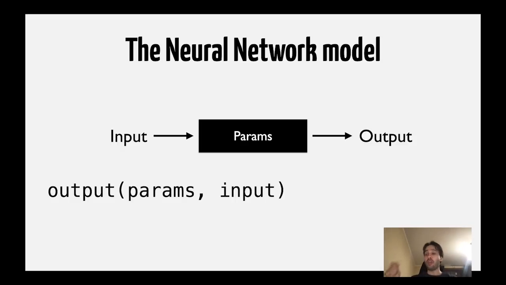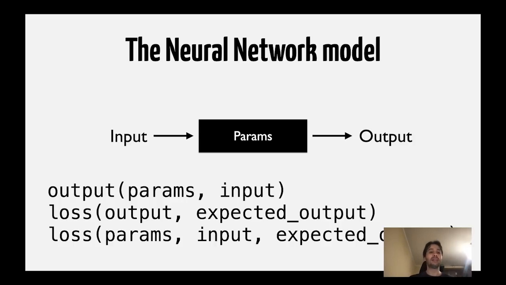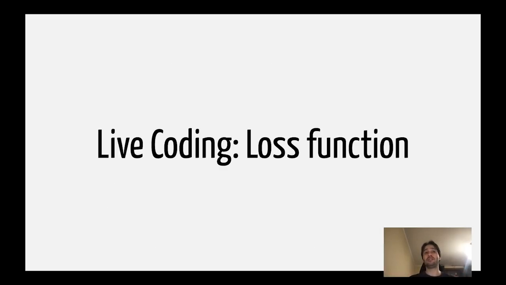Okay. So if we have the output and we have the expected output, we can measure the loss function. We can measure something that says, hey, this is how bad the performance of the neural network is. So we can define the loss function. And if the loss function is a property of the output and the expected output, and the output is a property of the parameters and the input, it means that we can implement the loss function by receiving the parameters, the input, and the expected output, okay? So let's do that. Let's implement the loss function, okay?